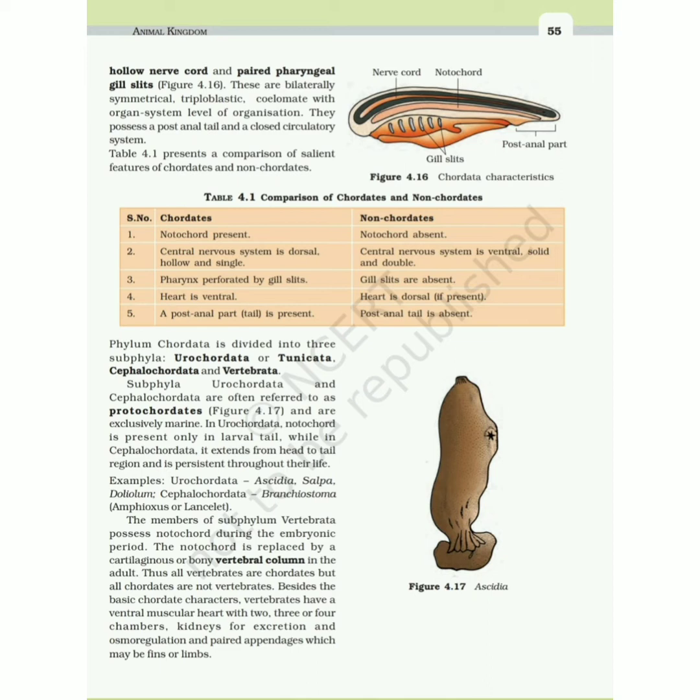Table 4.1 comparison of chordates and non-chordates. 1. Notochord present in chordates; notochord absent in non-chordates. 2. Central nervous system is dorsal, hollow and single in chordates; central nervous system is ventral, solid and double in non-chordates. 3. Pharynx perforated by gill slits; gill slits are absent. 4. Heart is ventral; heart is dorsal if present. 5. A post-anal tail is present; post-anal tail is absent.